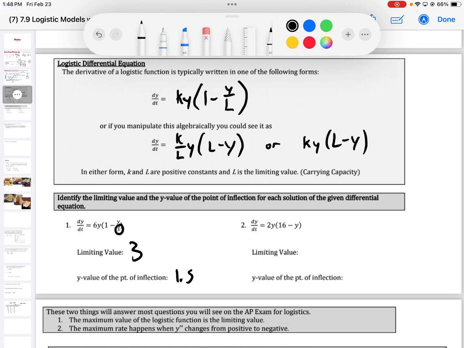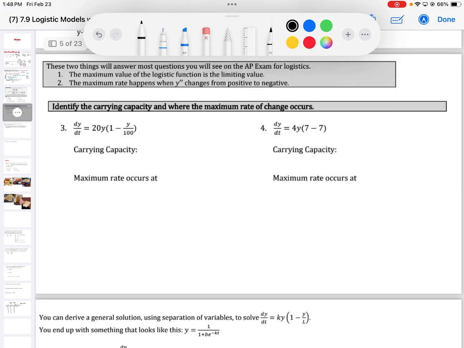Okay, we'll do one more together. You do the next two on your own. For this one, where they don't give you the fraction, that first number is your limiting value. So the y coordinate for the point of inflection would just be 8. Other ways you could say that would be, when was the growth rate the fastest? What y value was the growth rate the fastest?